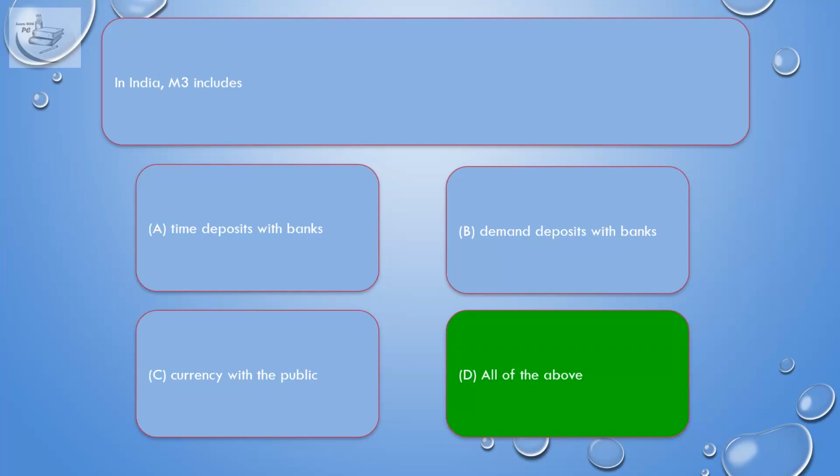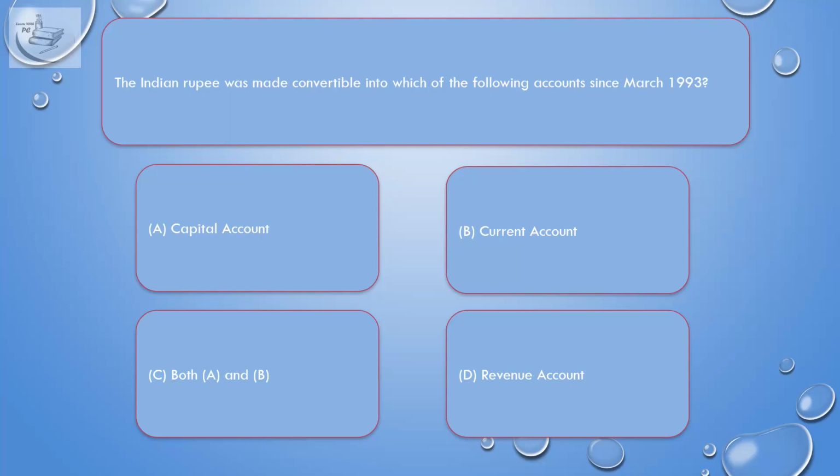Correct answer is D. All of the above. Question: the Indian rupee was made convertible into which of the following accounts since March 1993? A. Capital account. B. Current account. C. Both A and B. D. Revenue account. Correct answer is B. Current account.